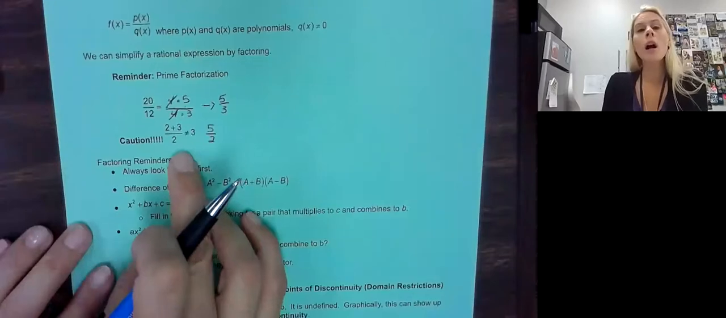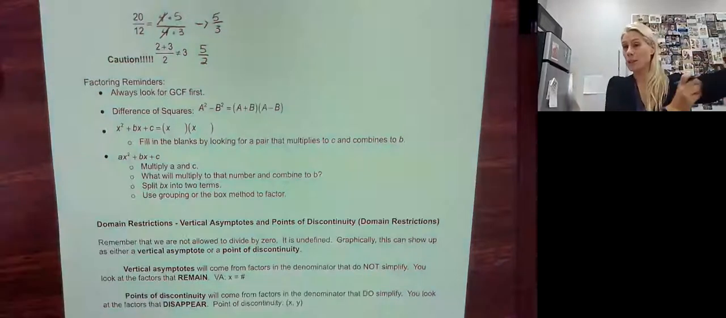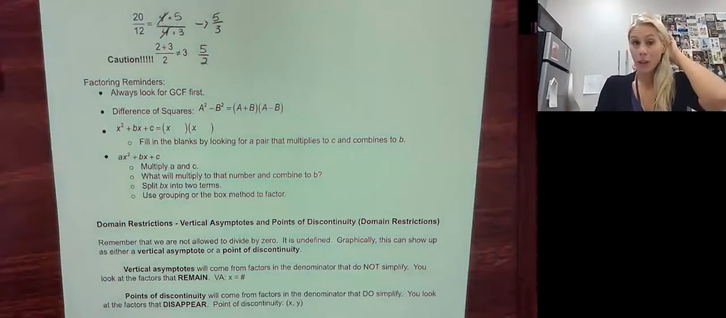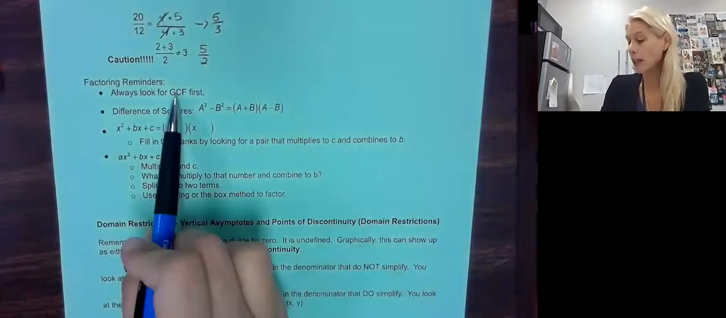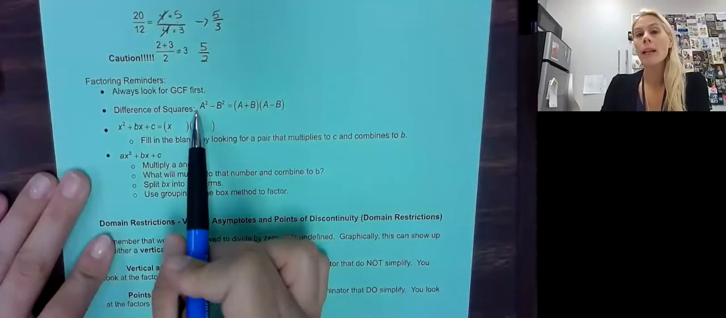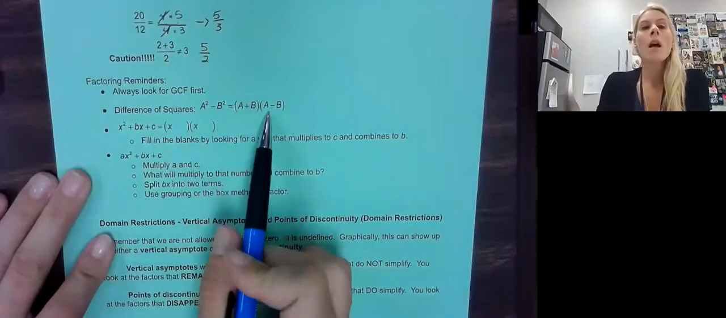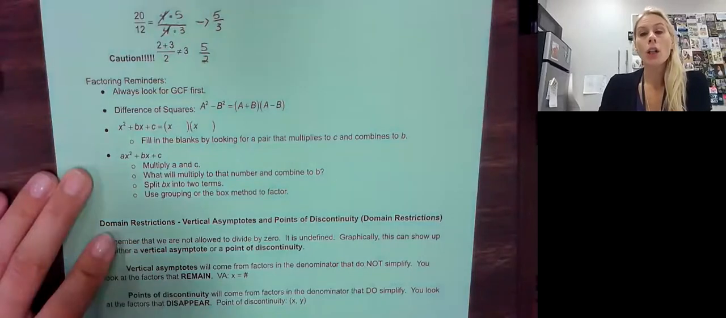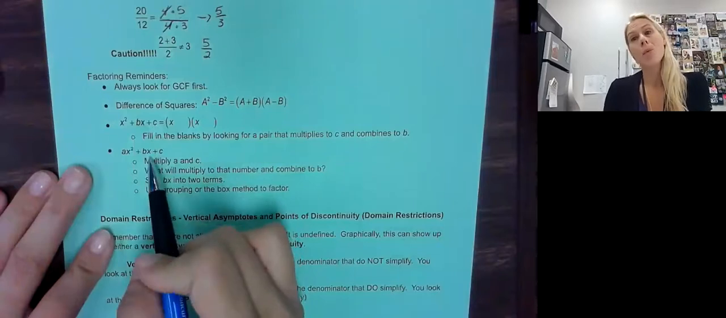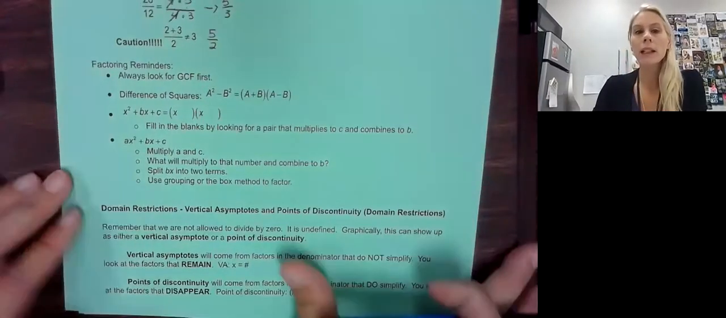Now, here are a couple of reminders for factoring, because like I said before, a lot of your first steps are going to be doing that factoring. So always take out the greatest common factor first. Here's the difference of squares if we recognize it, right? a squared minus b squared. And then what we get is a plus b times a minus b, the square root of a squared and the square root of b squared. And then we have our trinomials, in which we can do our box or grouping, depending on what works for you, okay?